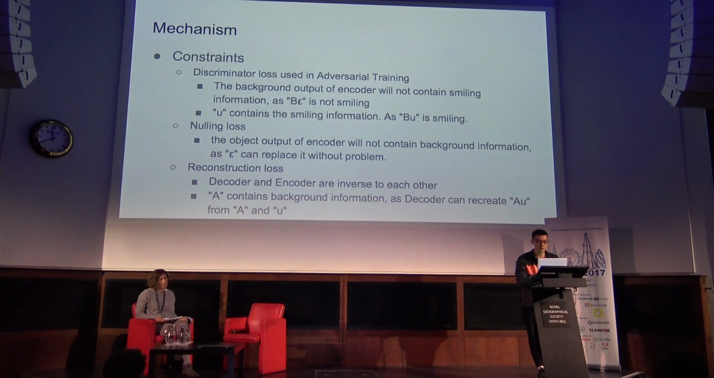Here we explain some details of the losses. In addition to the discriminator losses that ensure the crossbreeds belong to the correct category, we also have a nulling loss that ensures the object code of an image from the negative side to be 0. This will prevent background information from sneaking into the object code. On the other hand, the reconstruction loss ensures that no information is lost in recombinations.